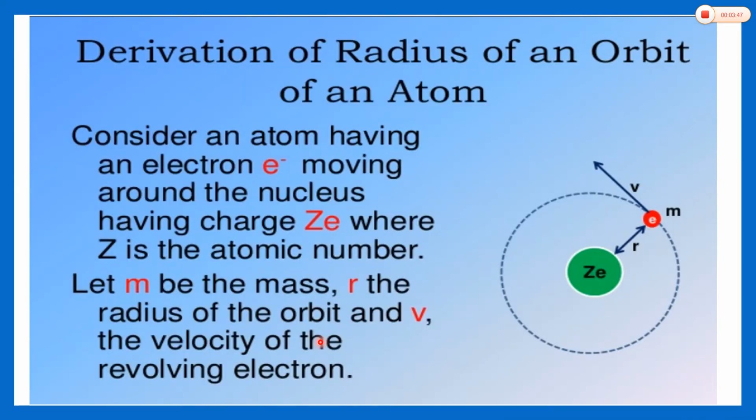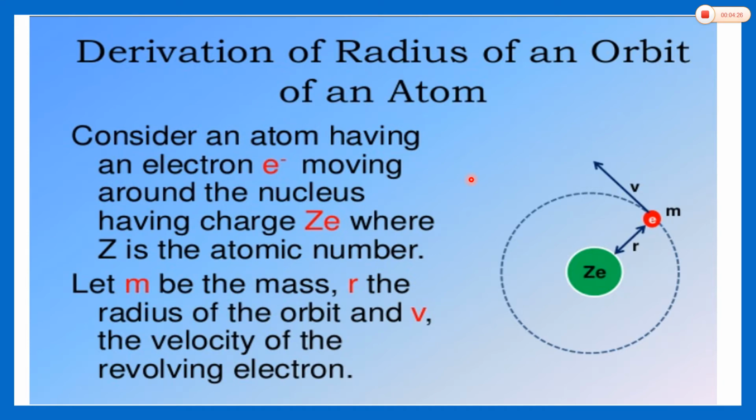When we write the derivation, we have to write some considerations here. Consider an atom having an electron moving around the nucleus having charge Ze, where Z is the atomic number. Let m be the mass, r the radius of the orbit, and v the velocity of the revolving electron. See in this diagram, all these quantities are shown here. The electron is revolving around the nucleus in a circular orbit of radius r, m is the mass of the electron and v is the velocity of the electron. We have to obtain the equation for radius.